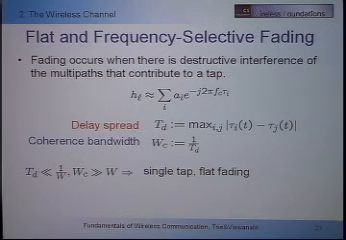The delay spread is the range of the delay, and if the delay spread is much less than 1 over W, what is W again? W is the bandwidth, so 1 over W is my symbol time. Then all these paths essentially arrive, from my point of view, into one tap, and therefore I have a flat fading channel. So the channel, if you look at the frequency response, is flat. In the time domain, it's like one tap.